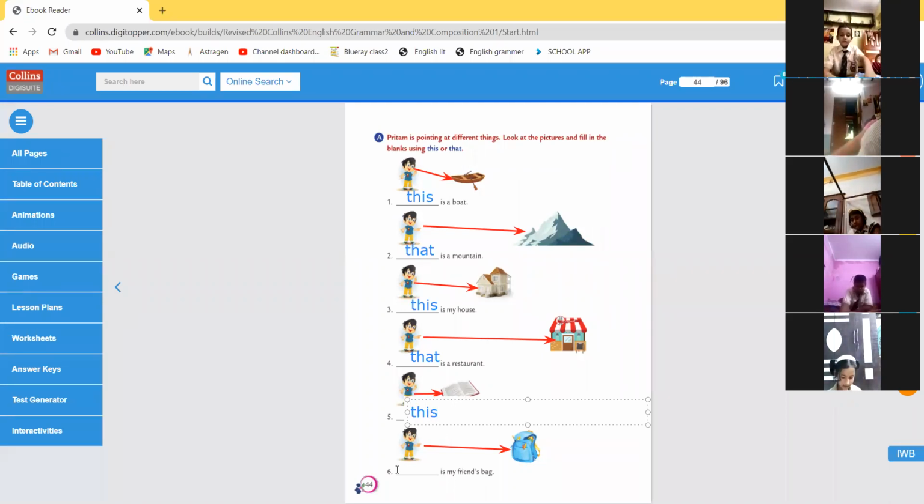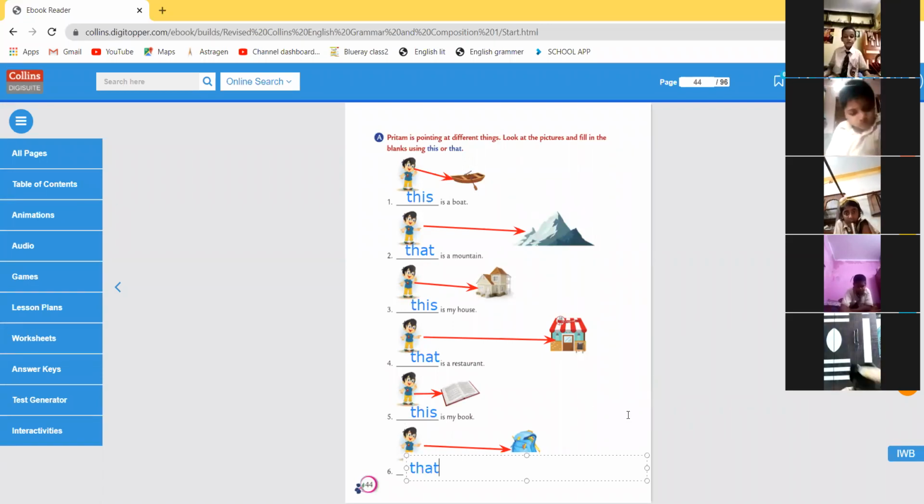This is my book and that is my friend's bag. So for this and that, you just have to notice the distance. You just have to understand the distance of the object from the blanks, and also keep in mind this means only one in number. So the thing that is only one in number, you will use this.